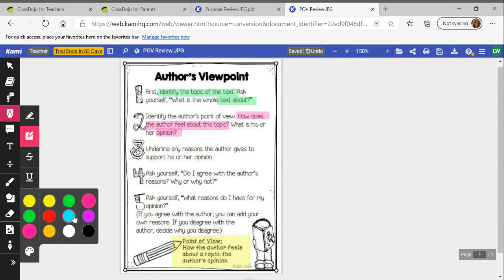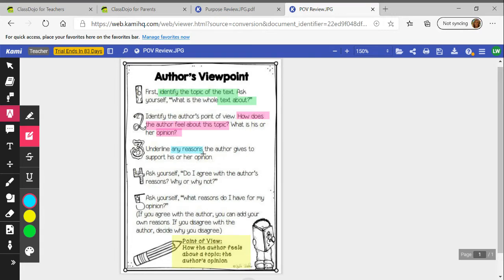After we've identified their topic, then we can look to see, are there reasons stated? Did they tell me why they want us to do that or why they feel that way? So in the author's viewpoint, you're going to figure out what is the topic, how do they feel, and then give their reasonings. Once you figure that part out, then you as the reader can decide if you agree with the author or you don't agree.